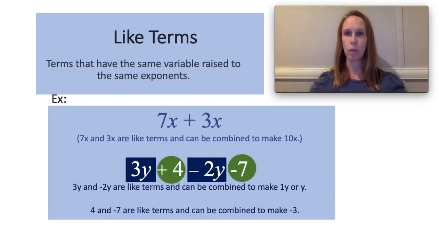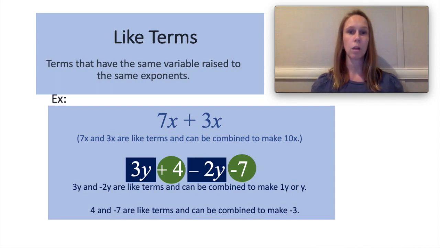And the final term is like terms. Those are terms that have the same variable raised to the same exponents. So in the first example, 7x plus 3x, those are like terms because they both have x to the first power. So 7x and 3x are like because they can be combined to make 10x. In the second expression, 3y and negative 2y are like terms, so we can put 3 and negative 2 together to make 1y, or just y.